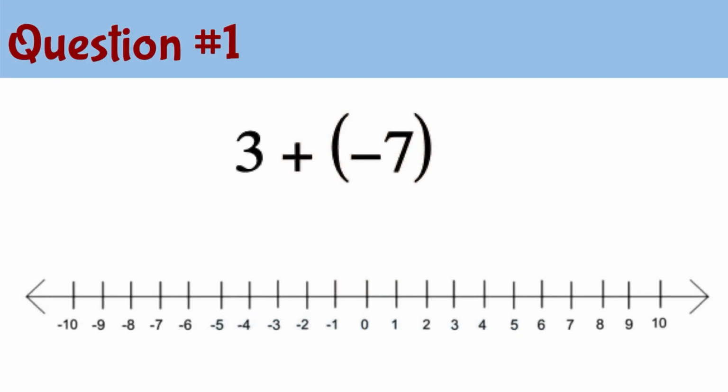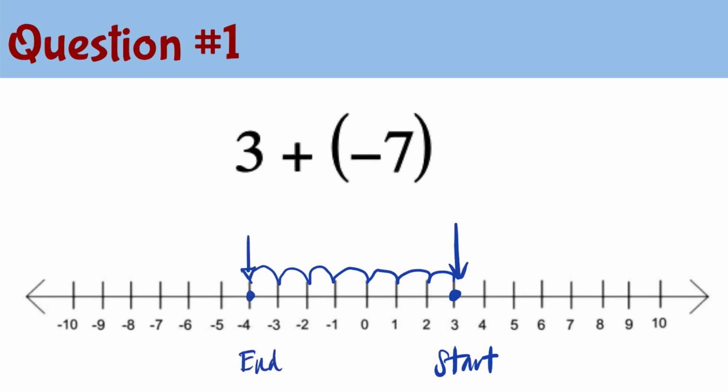Question number 1. 3 plus negative 7. Since we're adding negative 7 to the positive 3, our starting point here is positive 3. And if you're adding a negative number, you are moving to the left side of the number line. So from the positive 3, we're going 7 units to the left. 1, 2, 3, 4, 5, 6, 7. So this is where we're going to stop. And this is adding a negative 7. So the answer here is equal to negative 4.